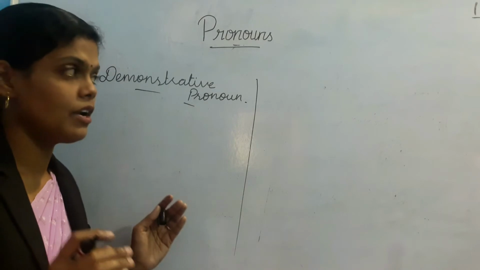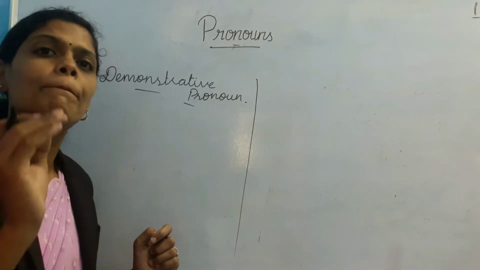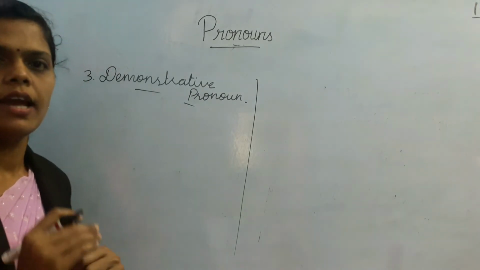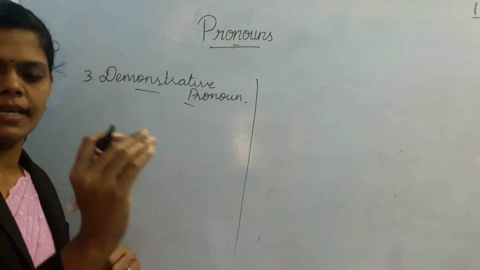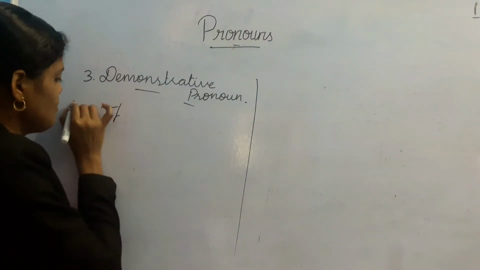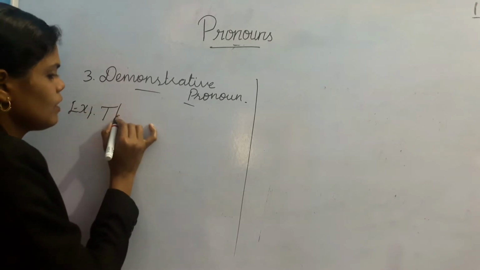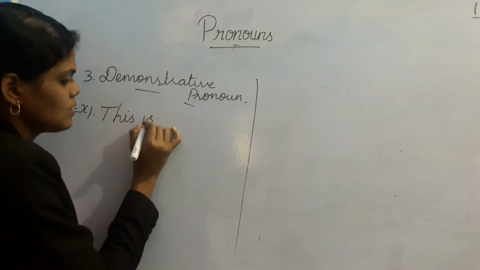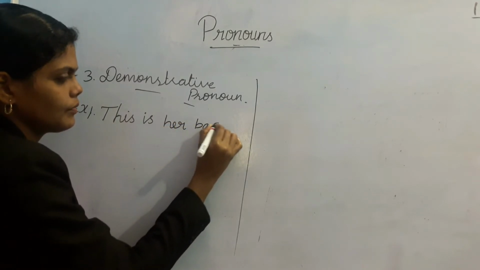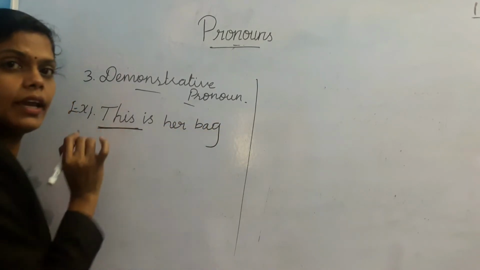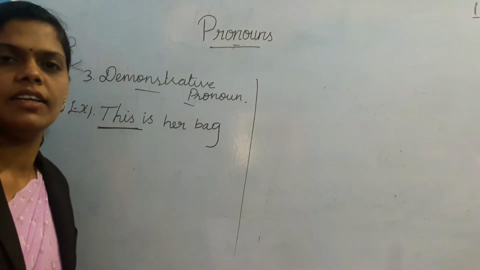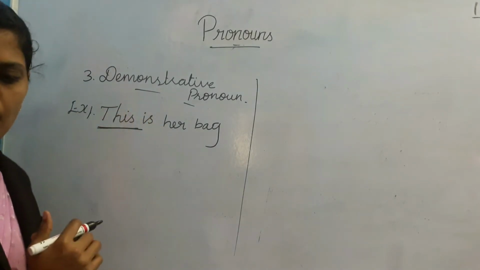Demonstrative pronoun: a pronoun which is used to point out the person or thing is called a demonstrative pronoun. It points out the person or place. Now we will see an example. This is her bag. It points out. There is a pronoun which points out this, that and all becomes under demonstrative pronoun.